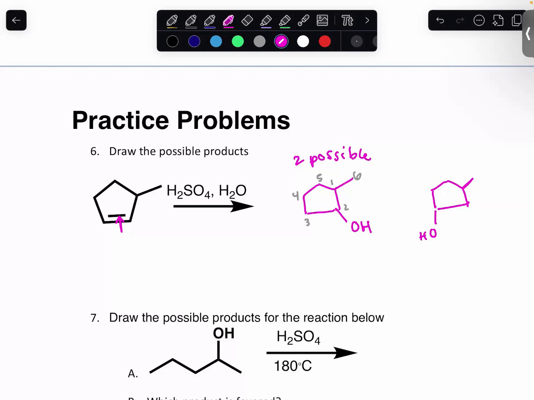Now, if the methyl group wasn't there, would there still be two products or would it not matter? There would not be two products because the two products would be identical.